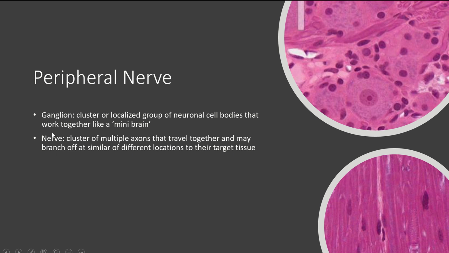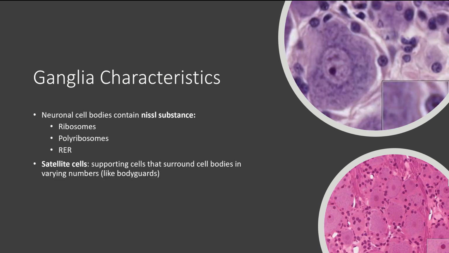And then the next term we're going to do is nerve. So nerve is kind of the general term for a bunch of axons. Okay, so ganglion is a bunch of cell bodies clustered together, a nerve is a bunch of axons clustered together, and they all kind of travel in the same direction. So you can see they're all kind of going up and down in the same direction, and they can branch off at similar or different points going to their target tissue.